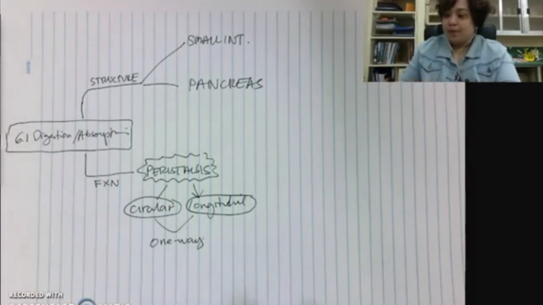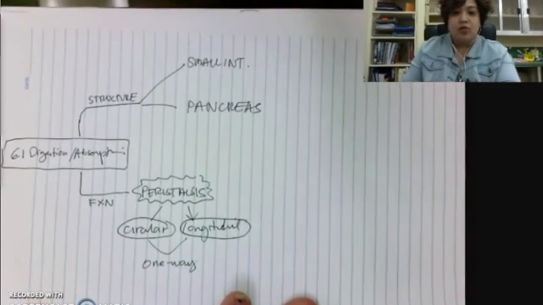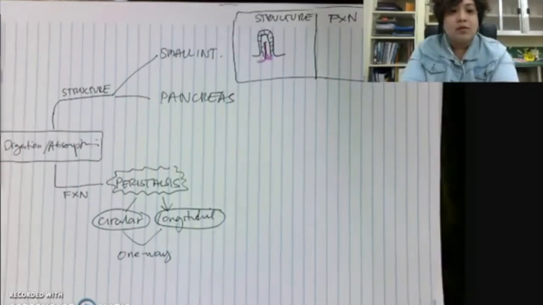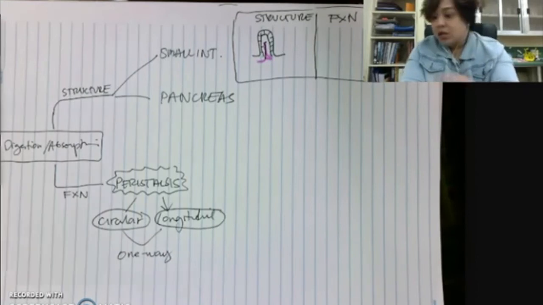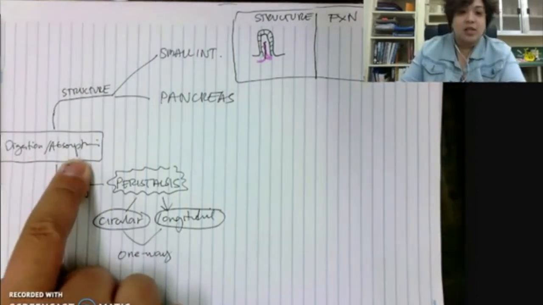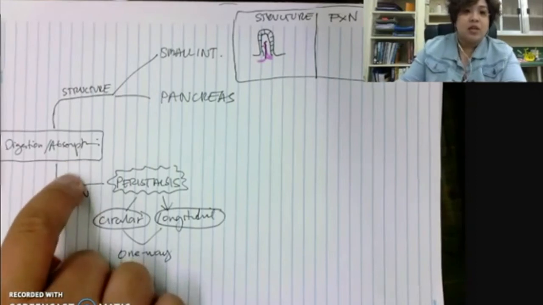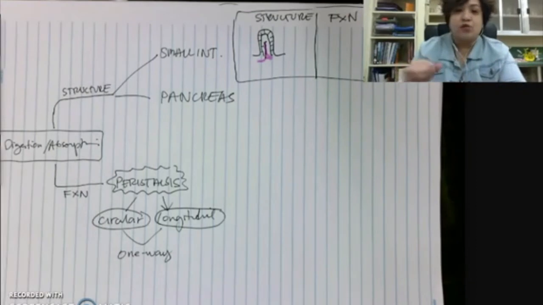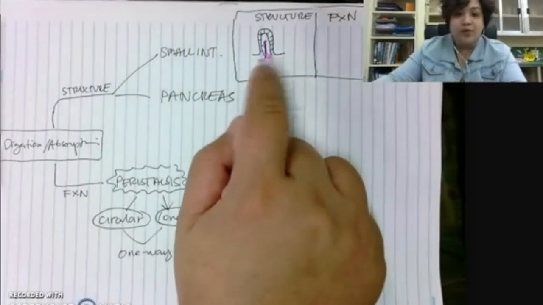Okay, so the anatomy that you need to know here is the structure of your small intestine and your pancreas. Since the title of the topic is digestion and absorption, a good amount of material is needed to discuss what absorption is. And absorption happens in your small intestine. So that's why we need to know the structure of your small intestine in detail. As you can see, I have a very beautiful drawing of a villi.